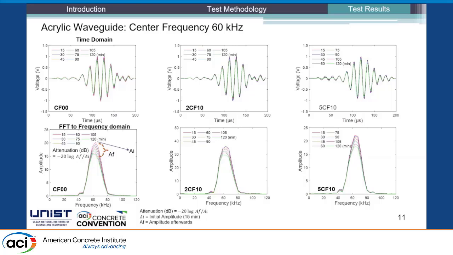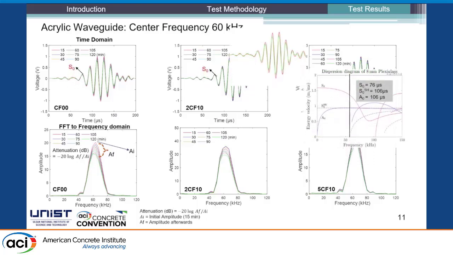So from here we can find out a parameter called attenuation using our initial amplitude at 15 minutes and the final amplitude at around 30 to 120 minutes. So this is some arrival time of S0 mode, which is derived from the energy velocity dispersion curve.